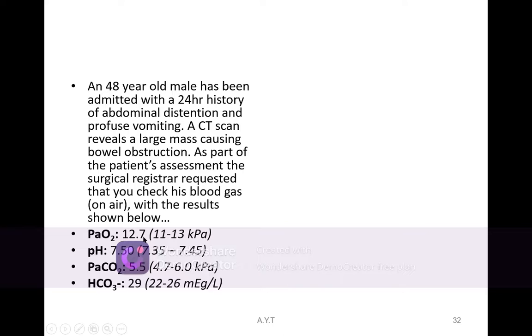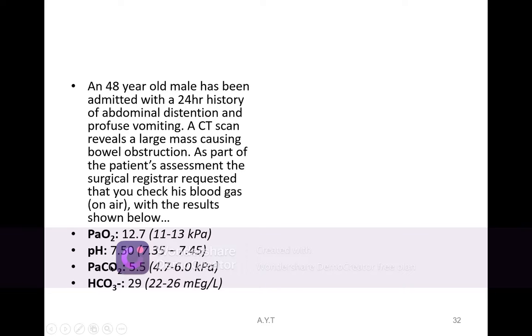It is 12.7. It is around 92%. pH is 7.50. It is more than 7.45. It is alkalemia. PaCO2 is 5.5. 5.5 means it is in the normal range, between 35 to 45. Bicarbonate level is 29, which is higher. It is the metabolic part which is disturbed.